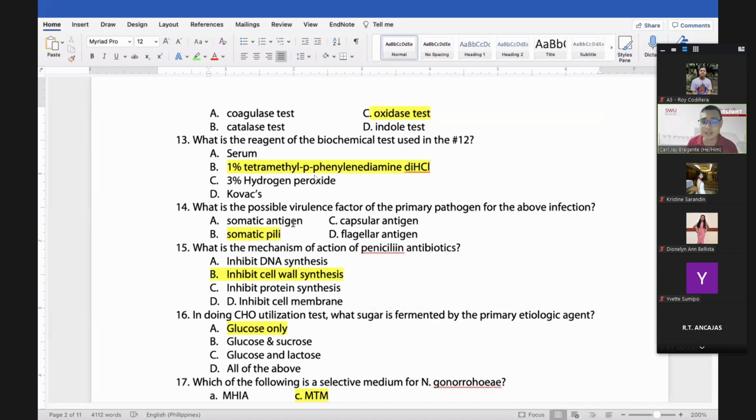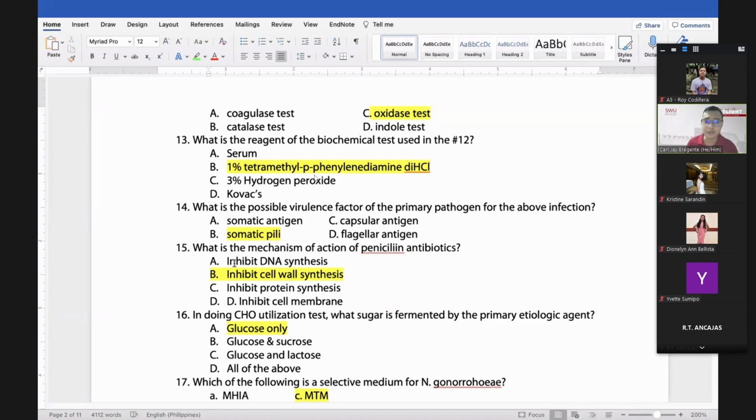Number 14, what is the possible virulence factor of the primary pathogen for the above infection? Somatic antigen, somatic pili, capsular antigen, and flagellar antigen. So the primary virulence factor for Neisseria, class, is pili, no? And that pili is somatic or common pili. Your Neisseria gonorrhoeae do not have capsule, they do not have flagella, and somatic antigen is not really an answer. Wala talagang somatic antigen, class, somatic pili.